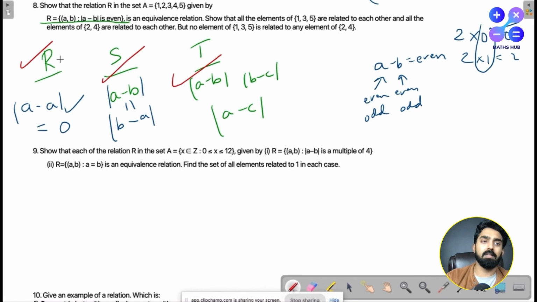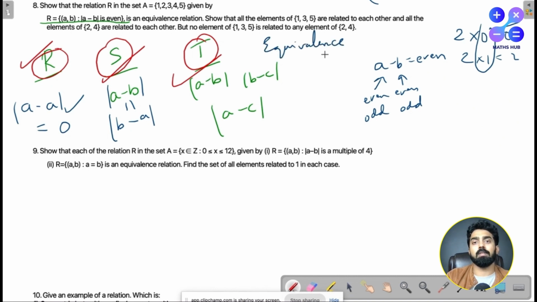So if it is reflexive as well as symmetric as well as transitive, it is an equivalence relation. It is an equivalence relation. So that's how you can prove that.